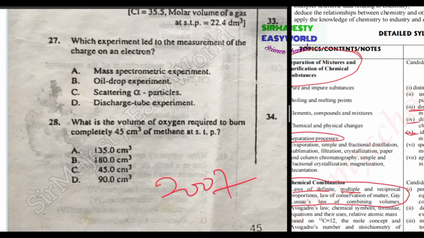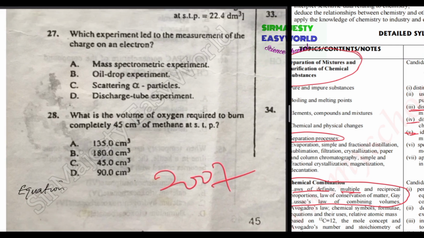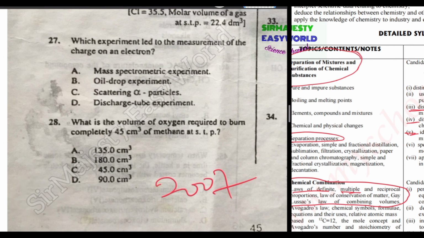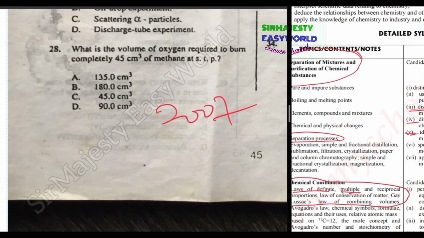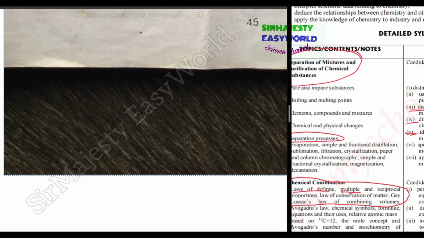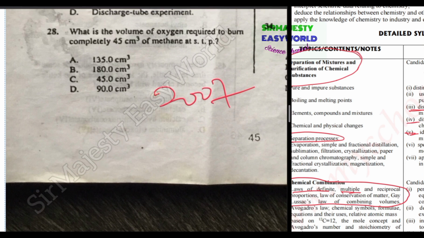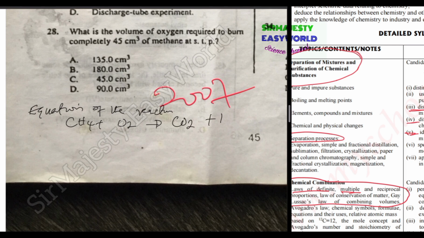So we are going to write the reactants here. There are two reactants we are going to consider, and the product. First of all, you have to write the equation of the reaction. The equation of the reaction is methane burning, which is CH4 plus oxygen, which will give you CO2 plus H2O.